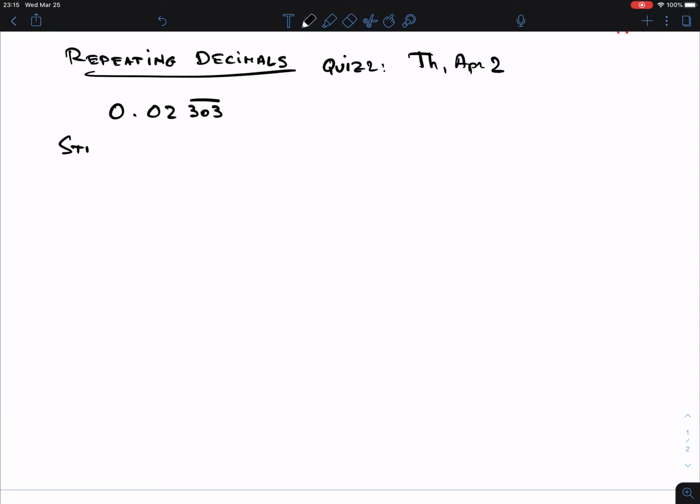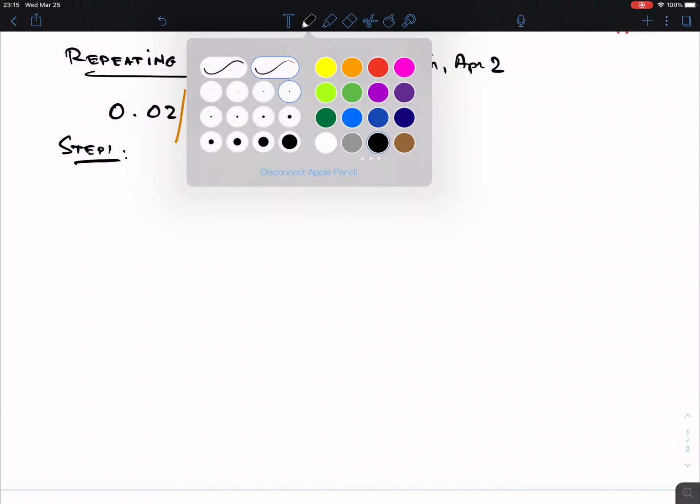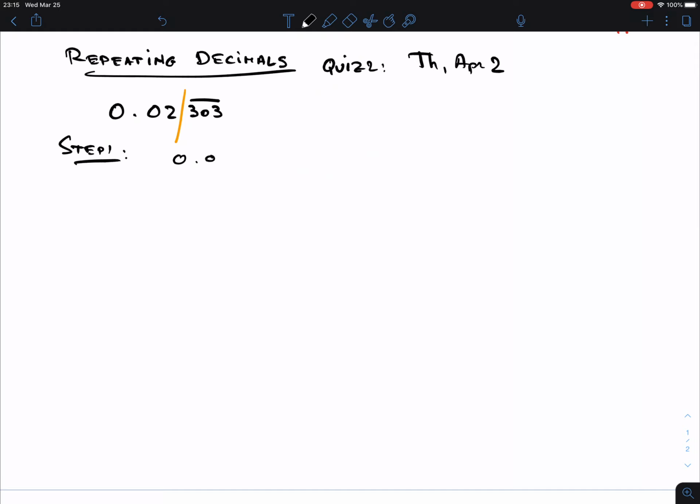So I'll write it out a little bit. Step 1 is, first of all, we have to break it up in 2 parts, because there's a part that is non-repetitive, and there's a part that is repetitive. So let's do this. We have this part, that's the non-repetitive part, and then the repetitive part. Now, of course, we have to fill this up here with zeros, right? So we get 0.00, and then we have 303, and this gets repeated.